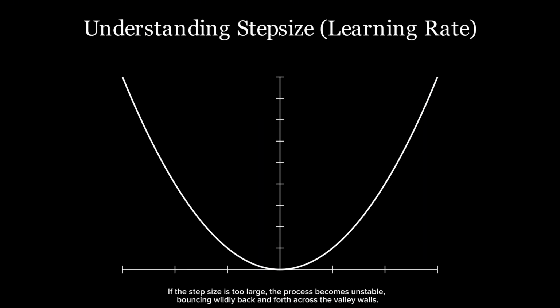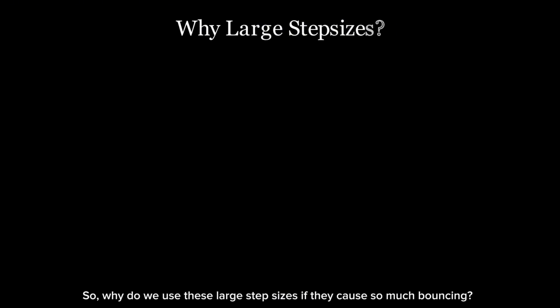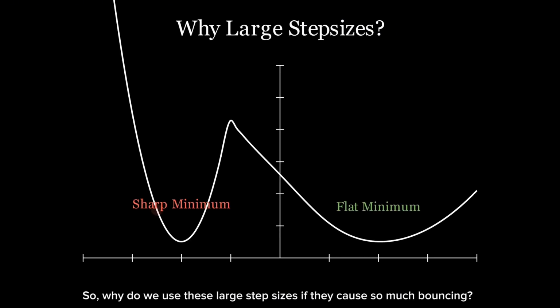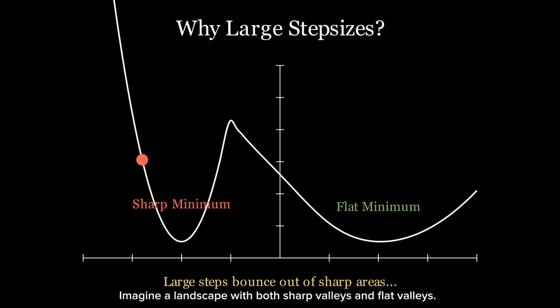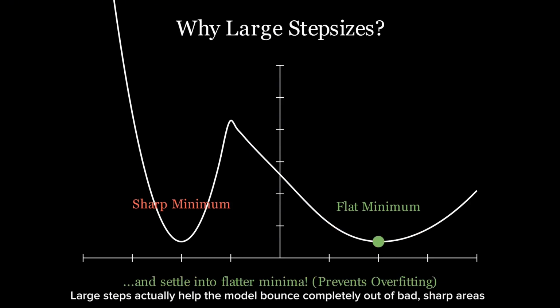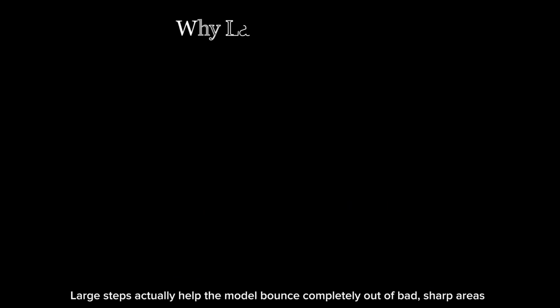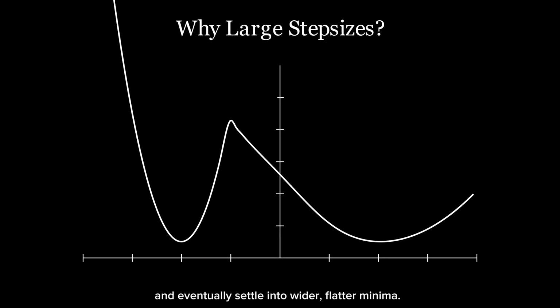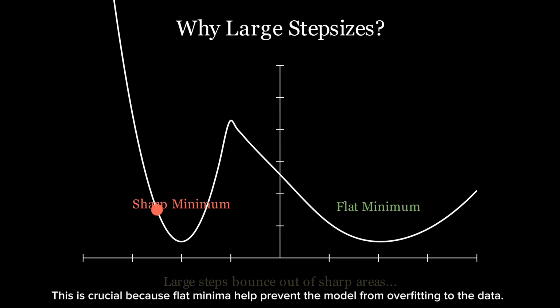But in practice, we want to train much faster. If the step size is too large, the process becomes unstable, bouncing wildly back and forth across the valley walls. So why do we use these large step sizes if they cause so much bouncing? Imagine a landscape with both sharp valleys and flat valleys. Large steps actually make the model bounce completely out of sharp areas and eventually settle into wider, flatter minima. This is crucial because flat minima help prevent the model from overfitting to the data.